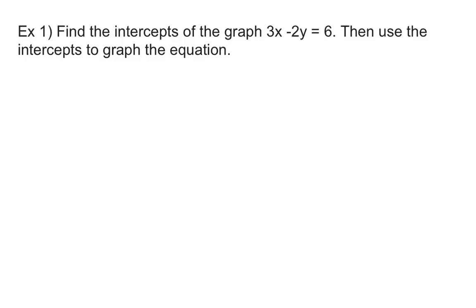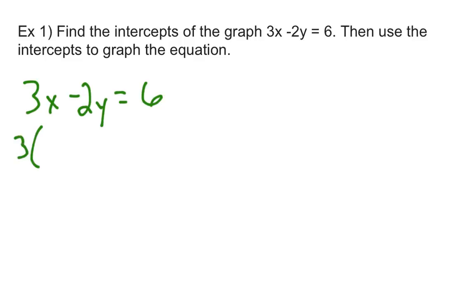Then use the intercepts to graph the equation. So here's the equation, 3x minus 2y equals 6. As I said, all I'm going to do is plug 0 in, first for x and get an answer, and then I'm going to plug it in for y and get an answer. So I always start with the x.